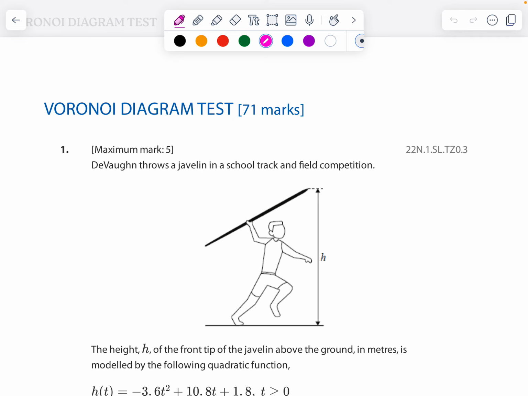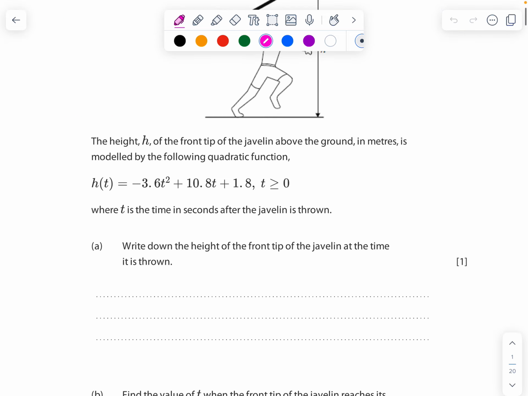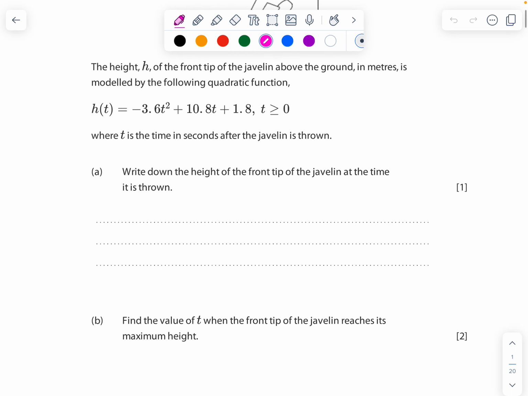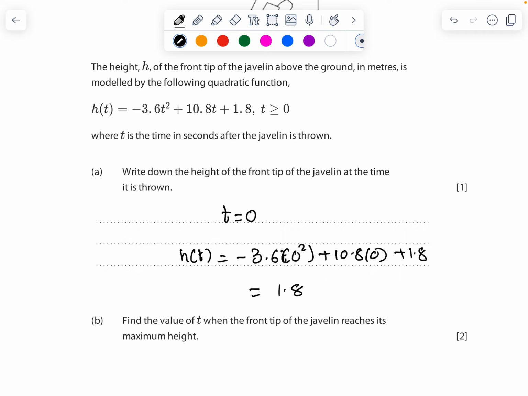The height is given, where t is the time in seconds after the javelin is thrown. Write down the height of the front tip of the javelin at the time when it is thrown. At the time when it is thrown means time should be equal to 0. So h of t should be equal to minus 3.6 times 0 squared plus 10.8 times 0 plus 1.8. So that's going to be 1.8.